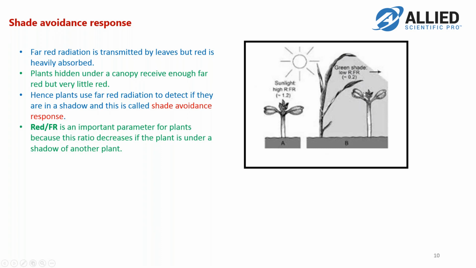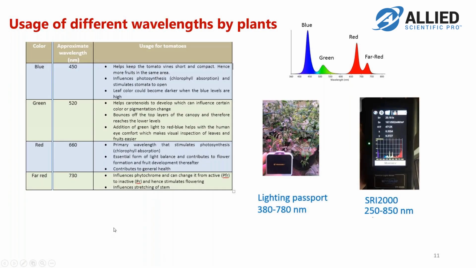And once the plant senses a decrease in this ratio, it knows that it's being shaded by another plant, and tries to go in a different direction to come out of the shadow. If the sun was covered by a cloud, both R and FR would go down, so the ratio would not be affected. So this is another function of that.